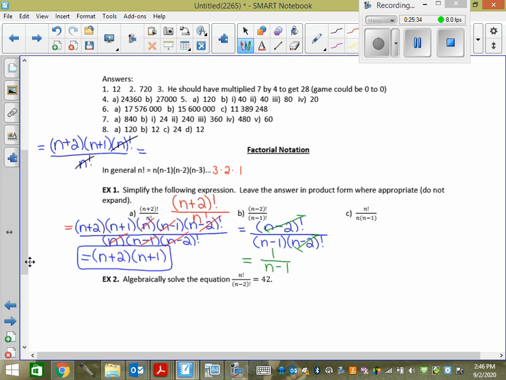If the 1 was in the denominator, would I have to keep it? No, because 6 over 1 is actually 6. That's good. You have to keep it in the numerator, though.